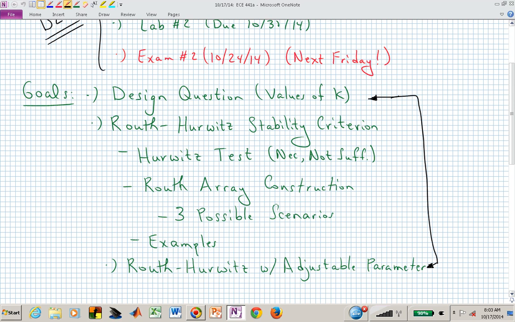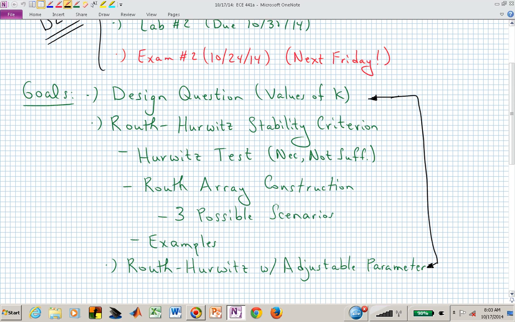We won't be able to say precisely where they are located, but we will be able to talk about right half plane, imaginary axis, and left half plane by performing this Routh-Hurwitz stability criteria. It's really 2 parts. There's a Hurwitz test, which is a necessary test, but it's not sufficient. If the test is not passed, then you know that the system is unstable. You may or may not want to continue. It depends on what the question is.